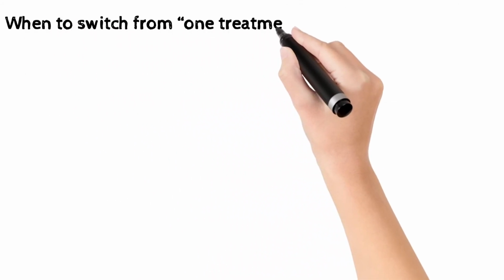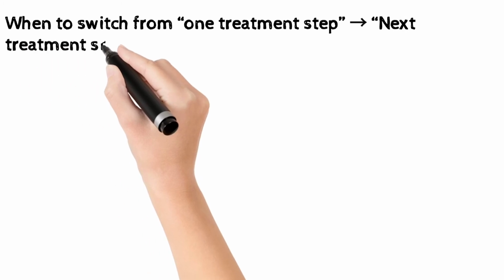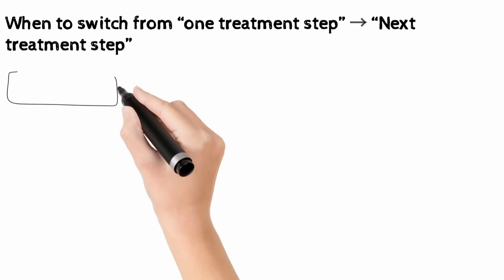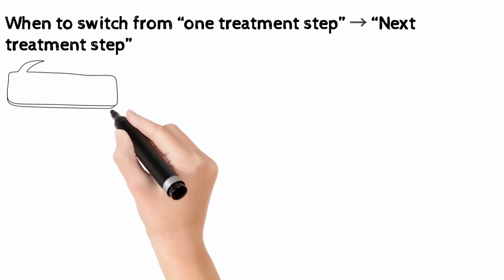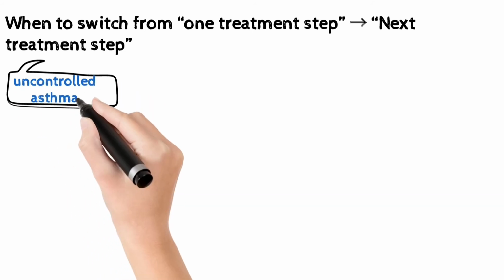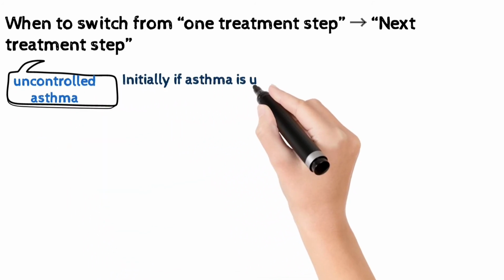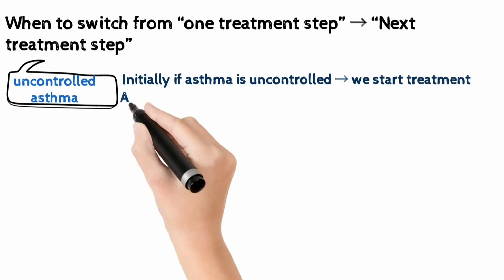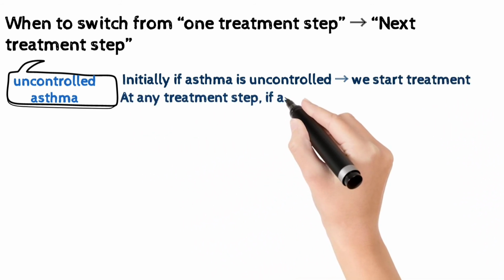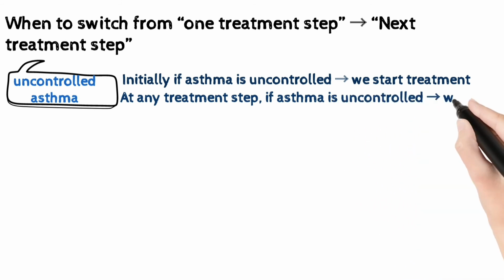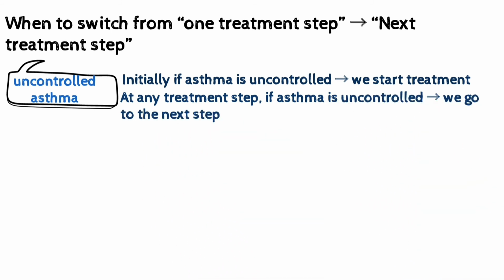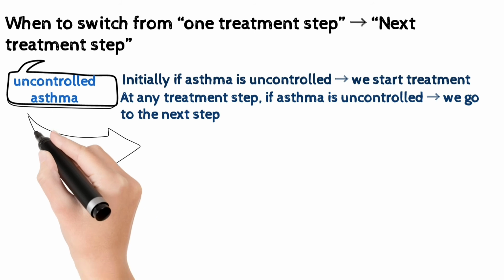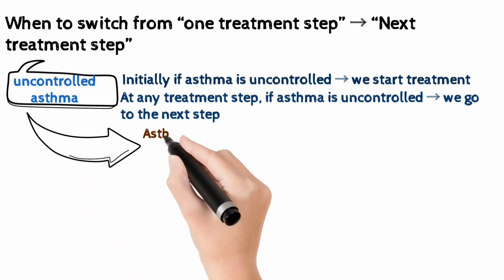Now it is important to know when to switch from one treatment step to the next treatment step, simply when the patient has uncontrolled asthma. For example, if the patient has initially uncontrolled asthma, we start treatment, and at any treatment step if asthma is uncontrolled, we go to the next step. What is uncontrolled asthma?